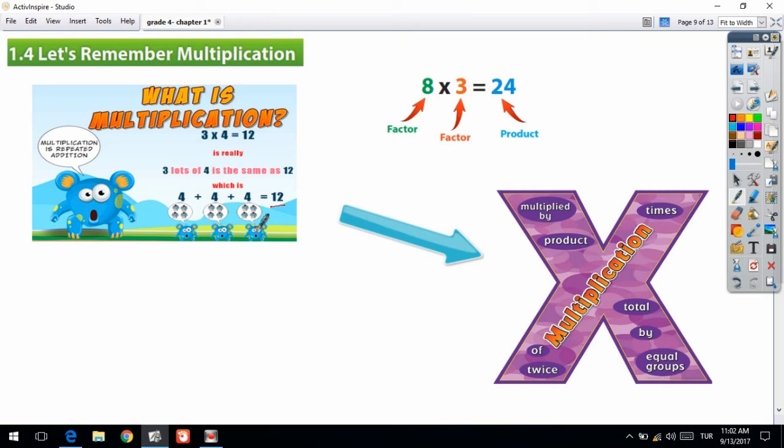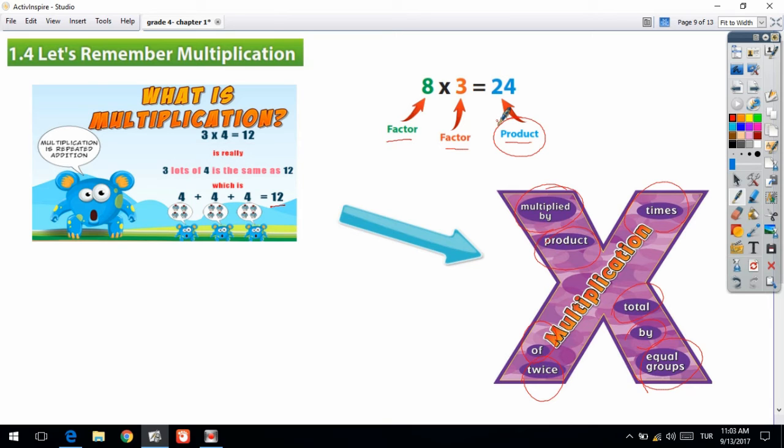For multiplication, we have keywords: multiplied by, product, times, total by, equal groups, twice, and of. They show you multiplication. Of course you have to know them like your name. Also there are two different words, factor and product. When you multiply numbers, the multiplied numbers are factors, and the result of the multiplication is the product.